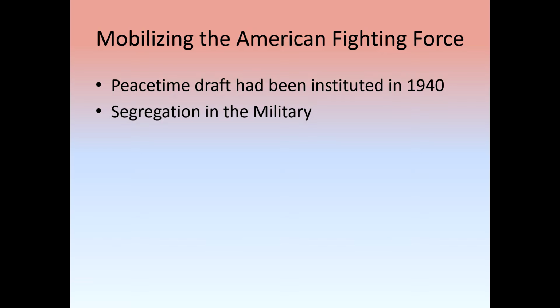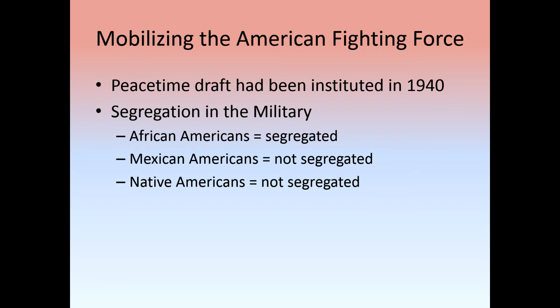Now, Mexican Americans were not segregated. They were allowed to fight with everyone else. And Native Americans were also not segregated. One group of Native Americans had a special role in World War II. They used the Navajo as what's known as code talkers. So they basically used their own language, the Navajo language, to create codes for the U.S. military to communicate with. And that was for sending secret military messages and things like that.